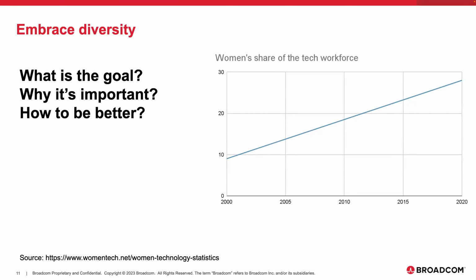So if we know what the goal is and why it's important, how do we get better? There are a few things that anyone can do. At first, you can introduce written policies. This helps everyone to align. It's easier to follow, and it's a good sign for potential new joiners, because they see there is a document describing that everyone is welcome. We want to be diverse. It's a good sign for them.